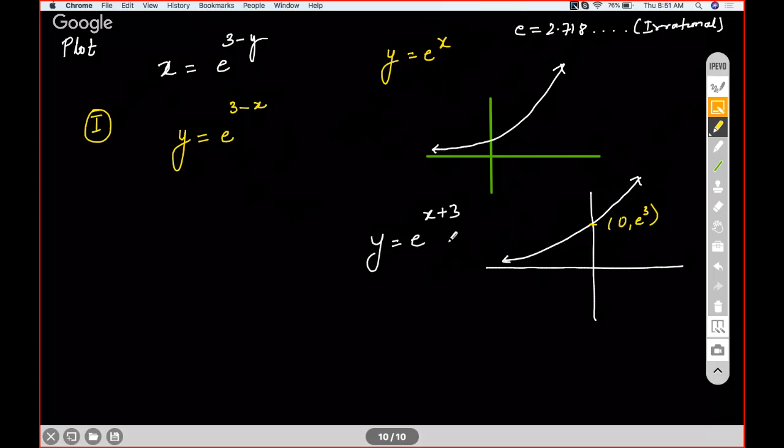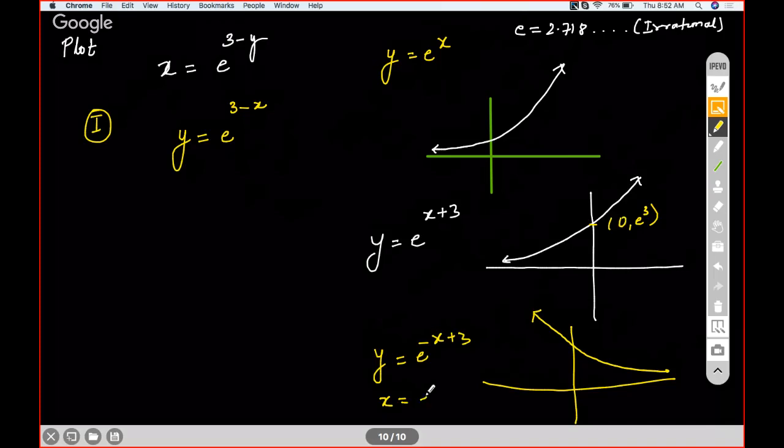Now, next step is changing x with minus x. Yeah, it will reflect it across the y-axis. When we reflect it about the y-axis, that will become something like this. Okay. And then we have to swap the position of x and y. That means we have to imagine the reflection of this graph about the y equal to x line.